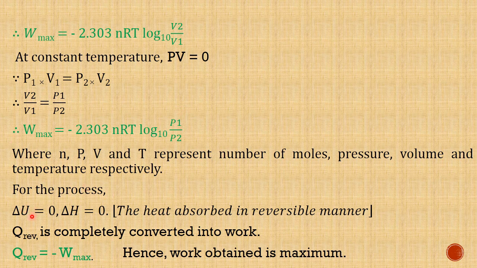For the process, delta U, the change in internal energy, is 0, and the change in enthalpy, delta H, is equal to 0. The heat is absorbed in a reversible manner. So Q reversible is completely converted into work. So Q reversible is nothing but minus W max, hence the work obtained is maximum.